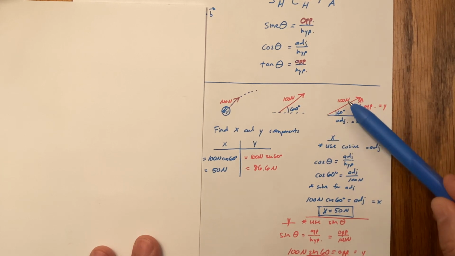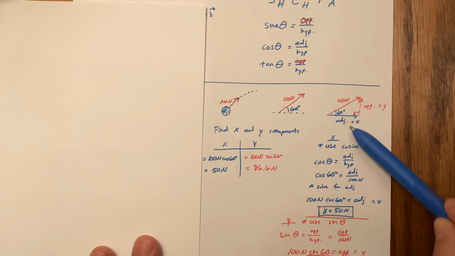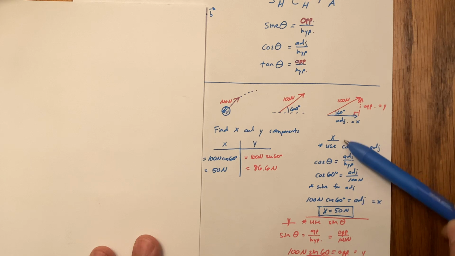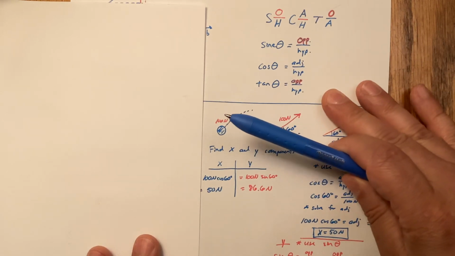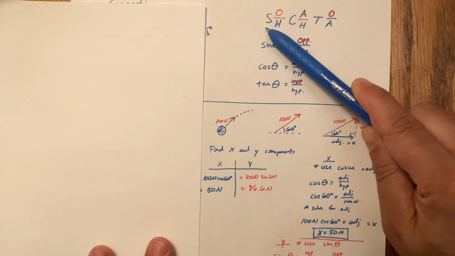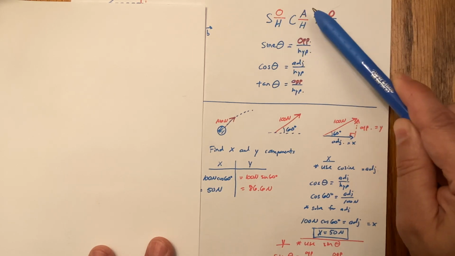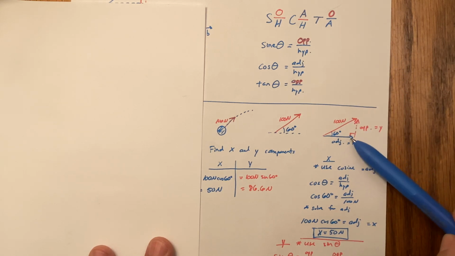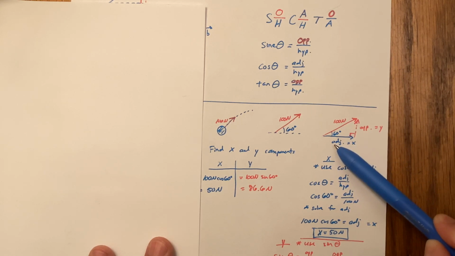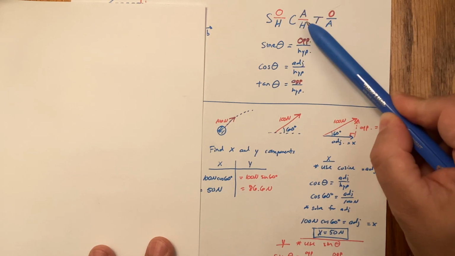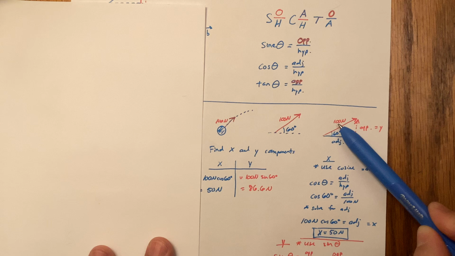Now, if I want to find out what the x and the y values are, I can use my cosine and sine using my SOHCAHTOA. Remember, SOHCAHTOA works on right triangles, where sine is opposite over hypotenuse, cosine is adjacent over hypotenuse, and tangent is opposite over adjacent. So if I'm finding this x value, the adjacent side, I can use cosine. Cosine has adjacent and hypotenuse. I already know the hypotenuse is 100.